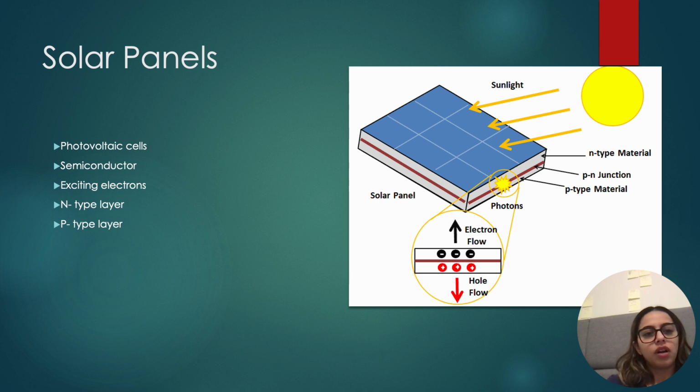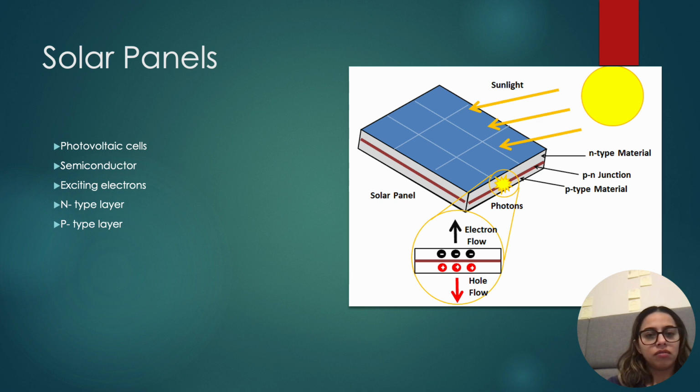So when we talk about solar panels or photovoltaic cells, they work through the photovoltaic effect. In these cells, photons strike a semiconductor, usually silicon. Then they excite the electrons and cause them to flow, which generates direct current electricity.